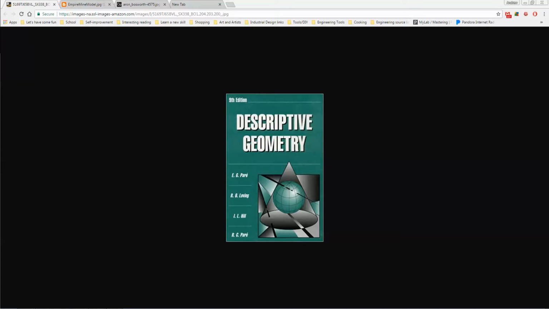So the first thing for us to do is to show you the book that our problems are going to be coming from. This is the 9th edition of Descriptive Geometry by E.G. Pare. This is the same textbook that I was working from when I took the class, and because descriptive geometry has a narrow focus, there's a pretty good chance that your class will be using the same book too.